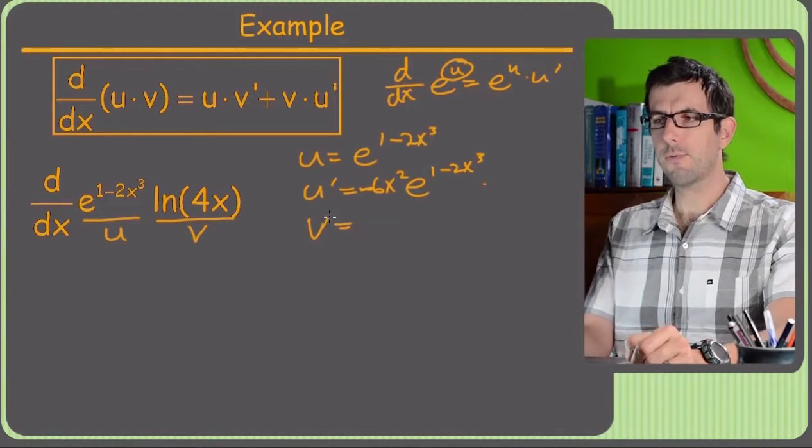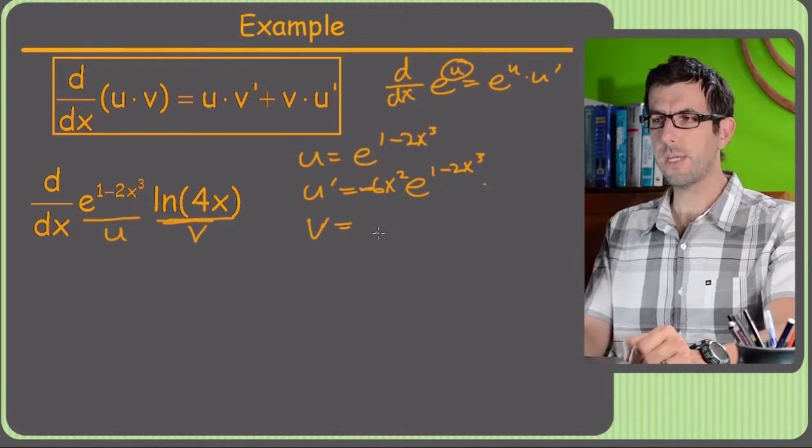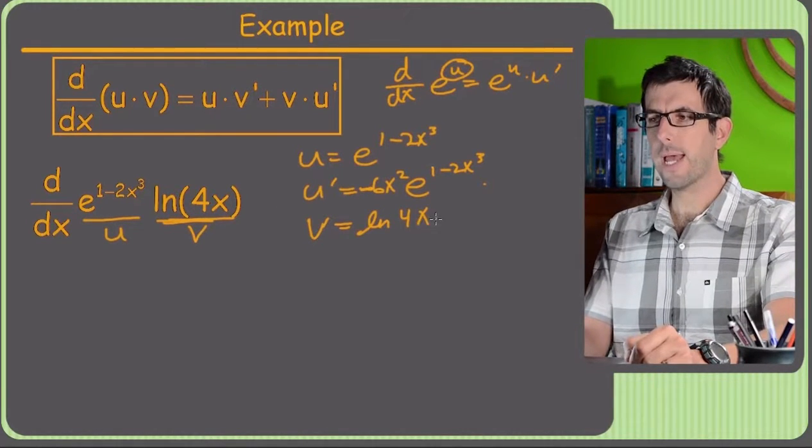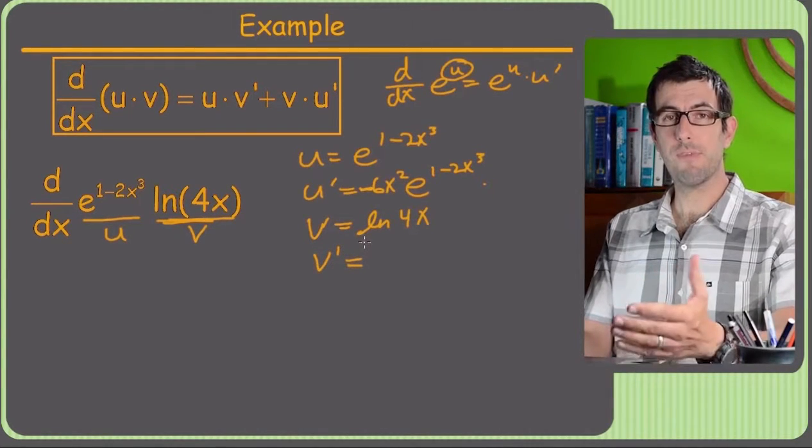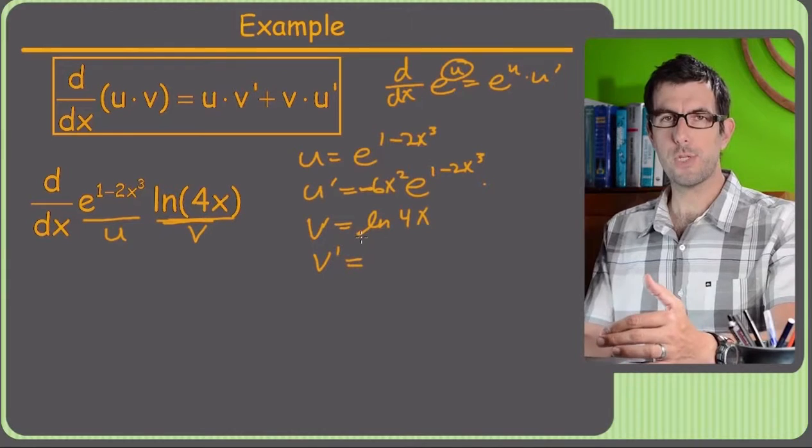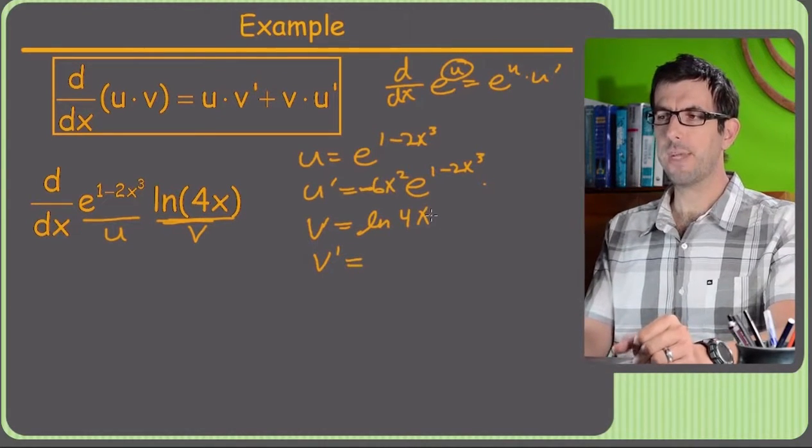All right, so v, real easy. We just grab it right from the problem over here. So that's just ln of 4x. And let me think real quick. You might not have taken a derivative of natural log, but I did cover this in the chain rules chapter, taking the derivatives of natural logs. It's just 1 over 4x.